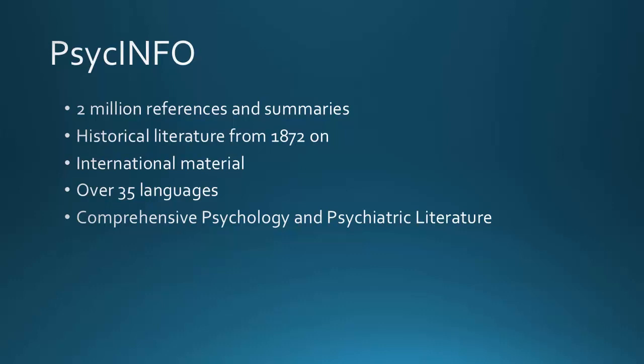PsycInfo has millions of references. This is the really key database for psychology. If you're searching for psychological literature or psychiatric literature, it goes back to 1872. It's multilingual, so it offers literature in over 35 languages, and it's pretty comprehensive for psychology and psychiatric articles.